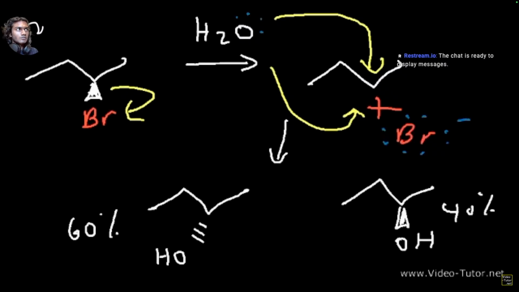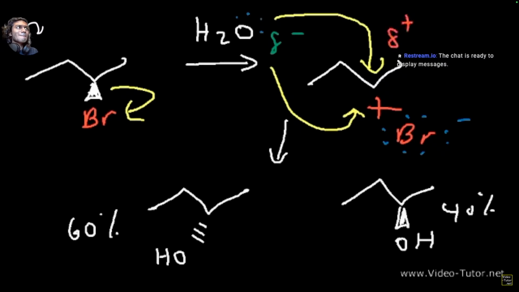So the oxygen of water has a partial negative charge. Bromide has a negative charge. So if water attacks from the front, as you can see, it's going to be repelled by the bromide ion. And so it's less likely to attack from the front. But if it comes from the back, there's no such repulsion. In fact, it's attracted to the carbon in the back because the carbon has a partial positive charge.